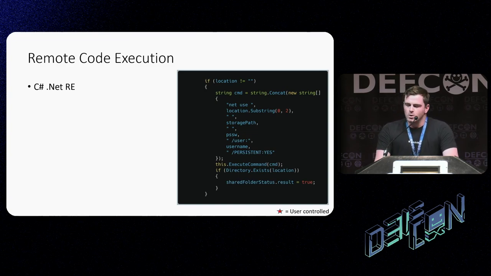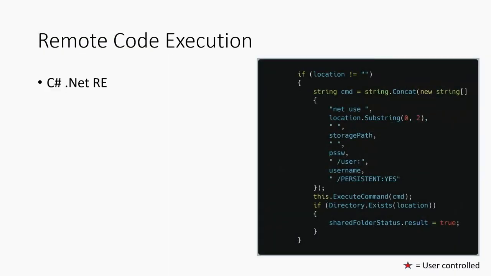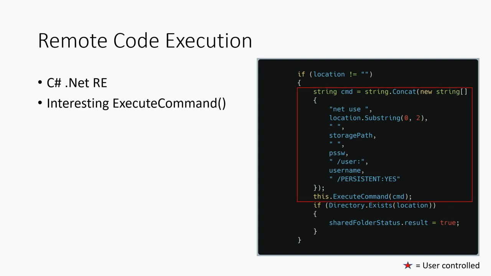Well, we were able to get a near perfect decompilation from dnSpy. So we started searching through for dangerous function calls, things like the equivalent of system in C or exec or something like that. In this case, it's this ExecuteCommand function that you'll see at the bottom of that region boxed in red. And what's being passed to it is this command that begins with net use, which is how you add a new networking device in the Windows environment.